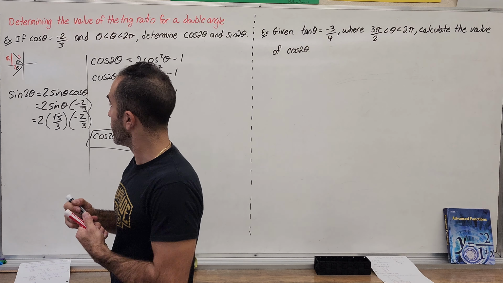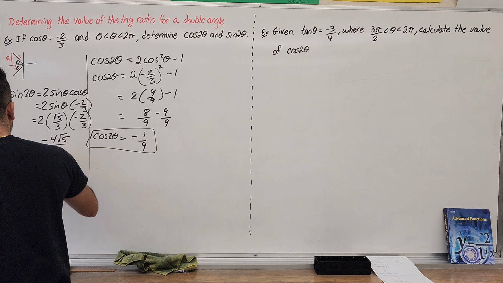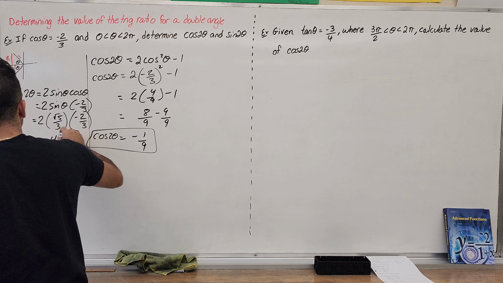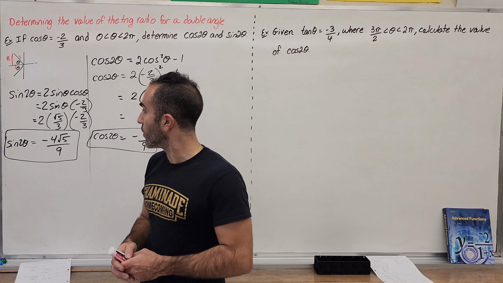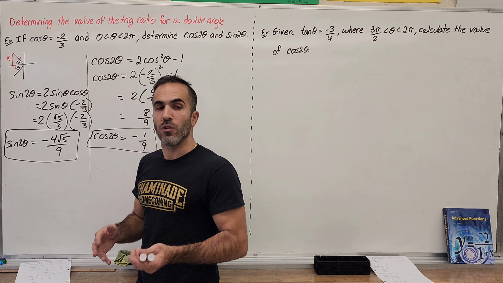I'm going to keep going for now. So this is just going to become negative 4 root 5 over 9. And this is my sine 2 theta ratio. Now, it's not fully right.